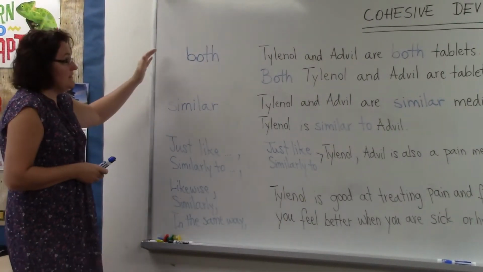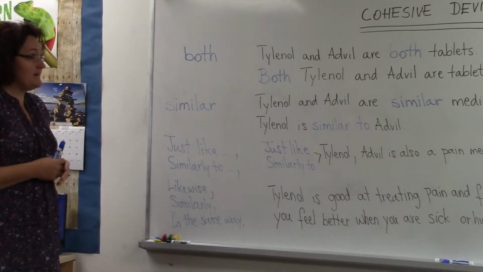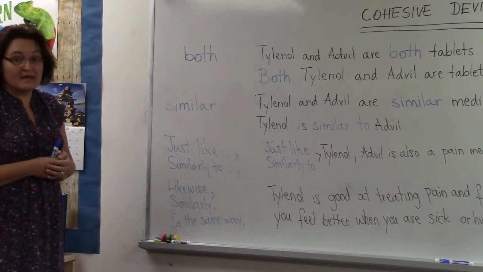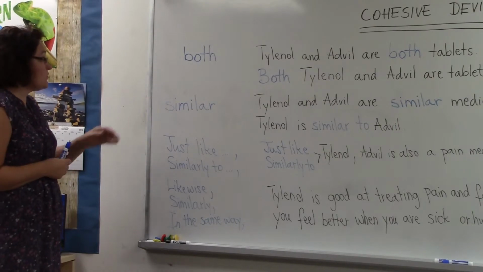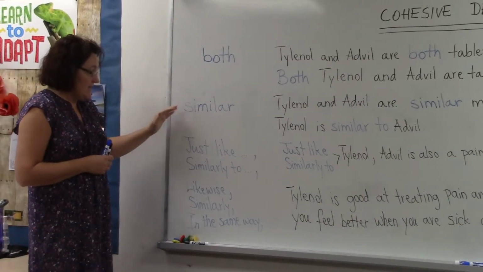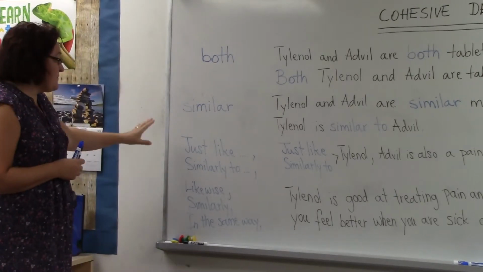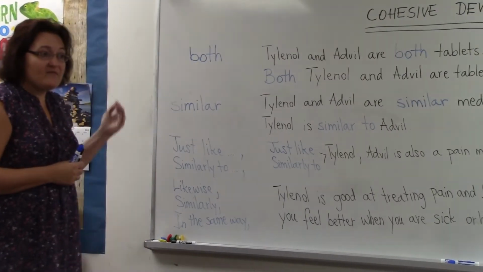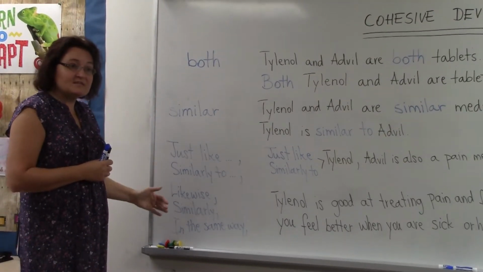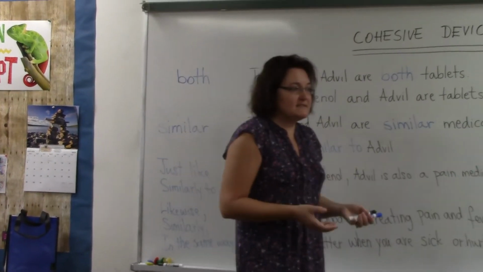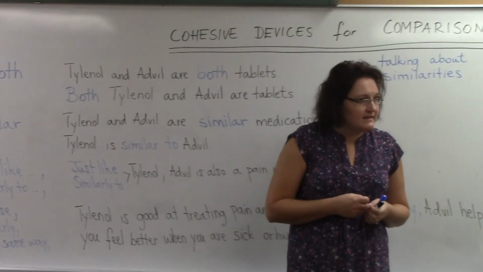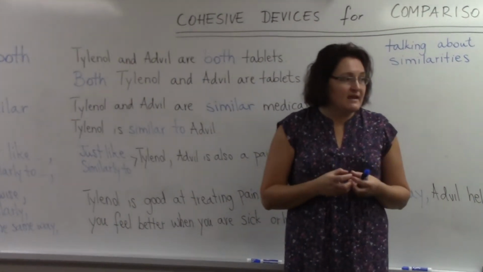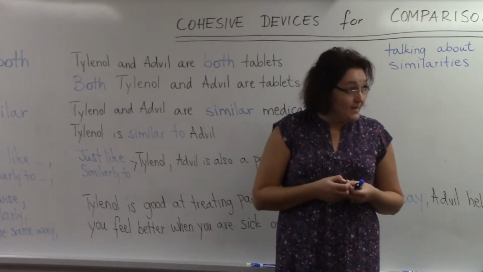These are the cohesive devices for comparison that we're going to learn and practice listening for today. As you saw, some of them are single words, just like both and similar, or likewise or similarly, and some of them have more than one word, 2 or 3 word phrases. Every time you hear any of these phrases in a dialogue, in a presentation, you will know immediately that they are talking about comparison. They are talking about similarities between those 2 items they are comparing. Okay?